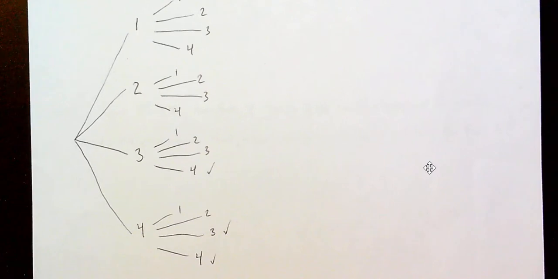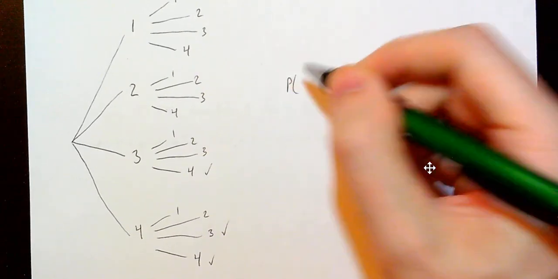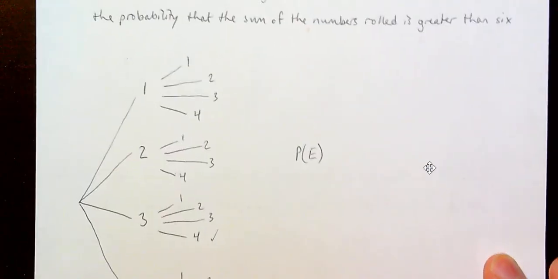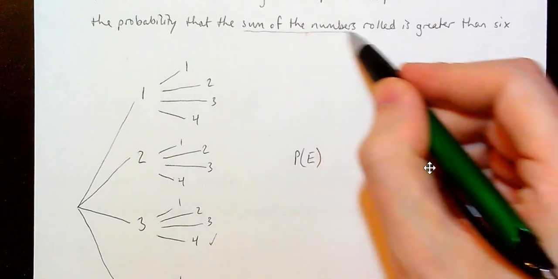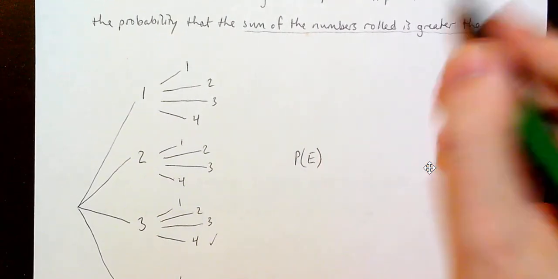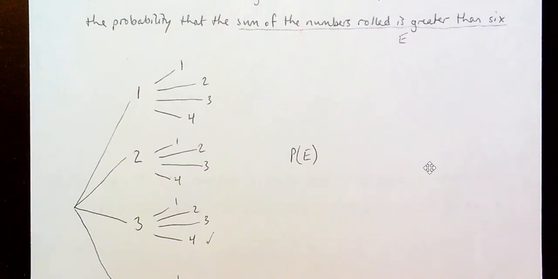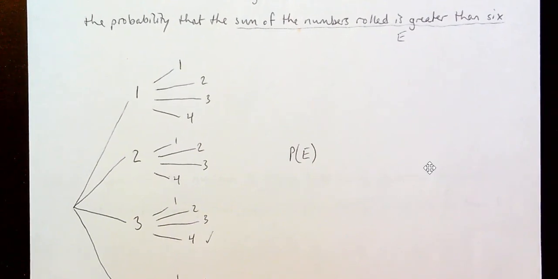So, the probability of this event E, and I'll say that the event E is the sum of the numbers rolled being greater than 6. Give it the name E. This is the theoretical probability that we are calculating here. And for theoretical probability, it's the total number of outcomes that are in the event E divided by the total number of possible outcomes in the sample space.